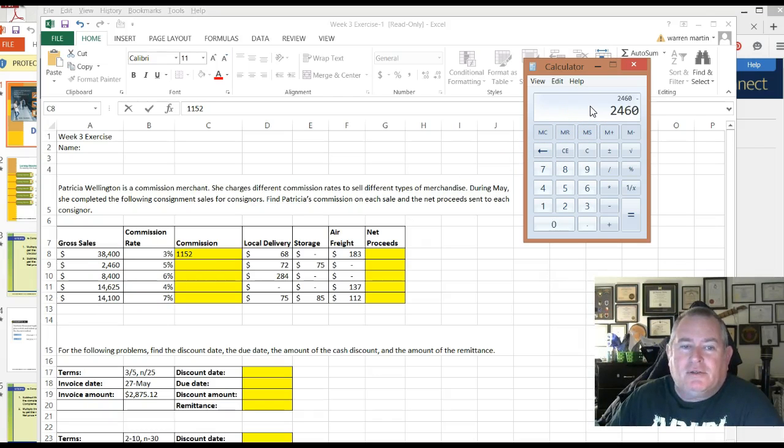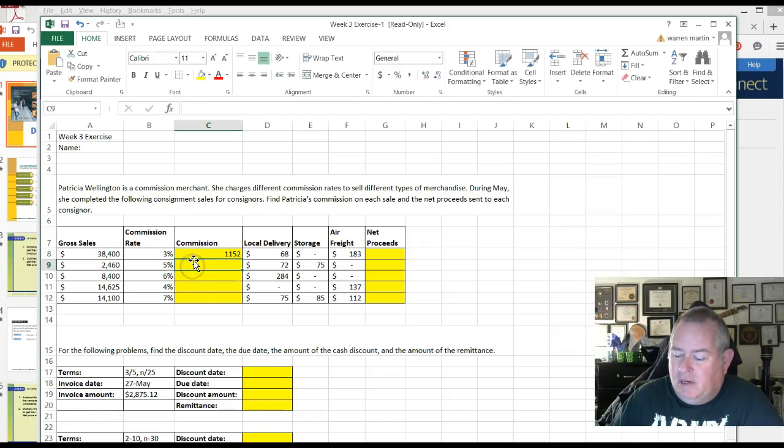60 minus 5%, so I do 95%. The reason I do that, hit the percent key and then hit equal, and it gives you 123. I do that because it's just easier, because that's what the answer is. You can do it the other way too, but then you have to do an extra step. So that's why I show you that little shortcut.